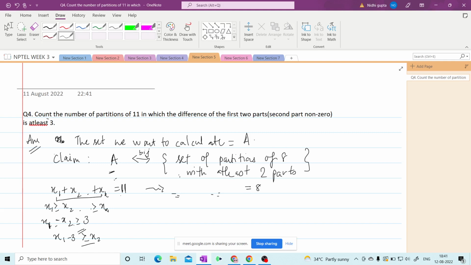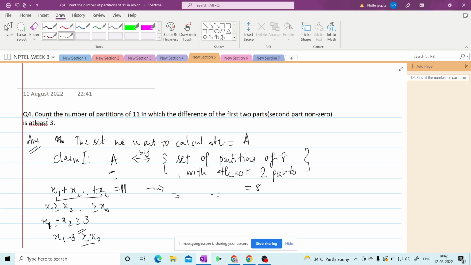Yes. This I didn't get. How is it possible? Yes, this is what I'm proving. So if we show that the set that we want to calculate is in bijection with this set, a set of partitions of 8 with at least two parts. So see why specifically we are thinking this.